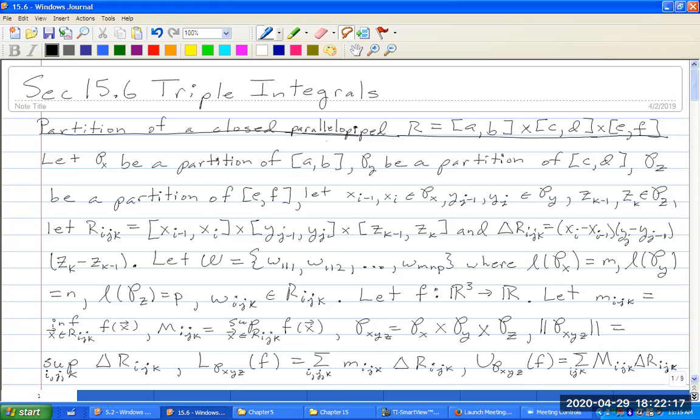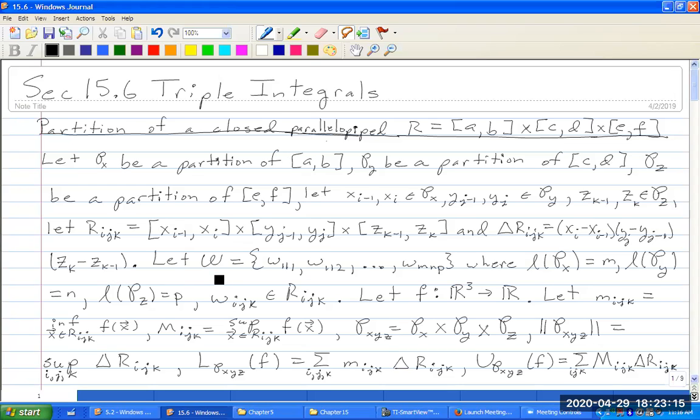Let R sub ijk be the Cartesian product of the closed intervals from x sub i minus 1 to x sub i, Cartesian product, y sub j minus 1 to y sub j, Cartesian product with the closed interval, z sub k minus 1 to z sub k. And let delta of R sub ijk equal the product of x sub i minus x sub i minus 1 times y sub j minus y sub j minus 1 times z sub k minus z sub k minus 1.